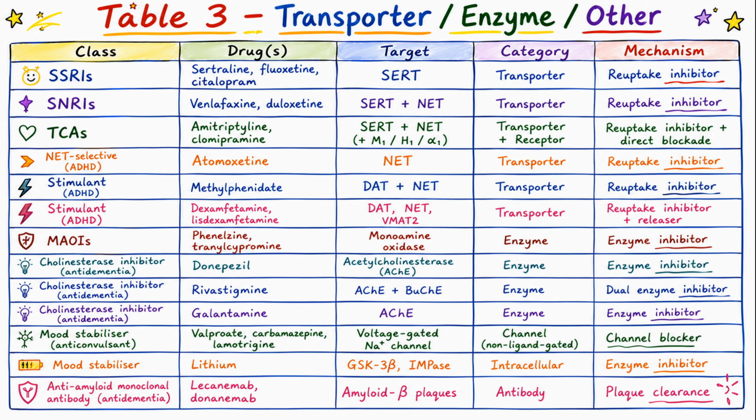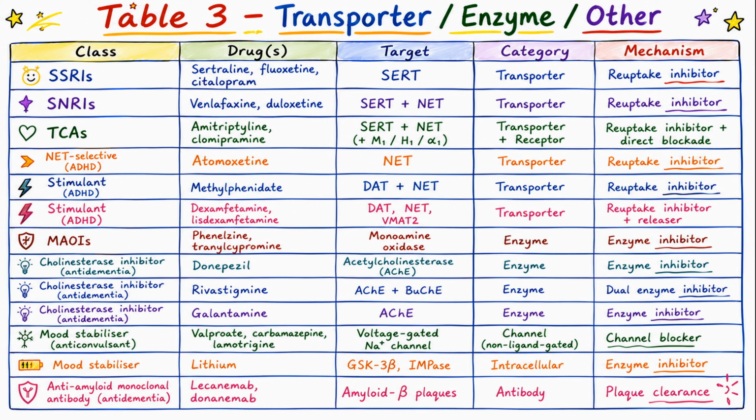And finally, everything that doesn't bind a receptor at all, with the class named for each. SSRIs block SERT, SNRIs block SERT and NET. TCAs do the same but also directly block M1, H1 and alpha-1. Atomoxetine, our NET-selective ADHD drug, blocks NET alone. Methylphenidate, a stimulant, blocks DAT and NET. D-amphetamine, also a stimulant, goes further, hitting VMAT2 and reversing the transporters. MAOIs block the enzyme that breaks down monoamines.